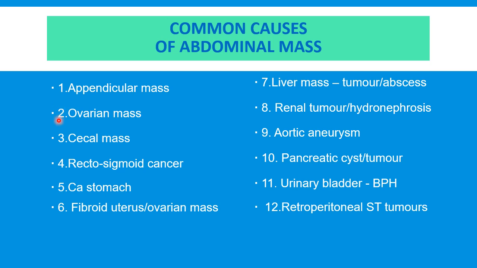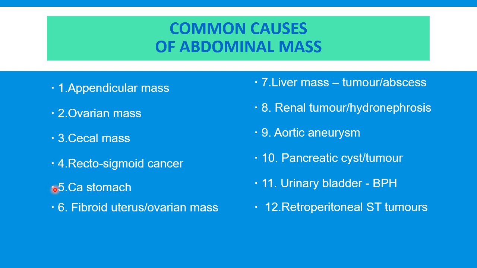Next, we have ovarian masses in female patients. This is another important cause of abdominal mass. It can be either on the right or left side. Cecal masses, usually carcinoma of the cecum, are also in the right lower quadrant. Carcinoma of the rectosigmoid region is usually in the left iliac fossa. Okay, a left iliac fossa mass.